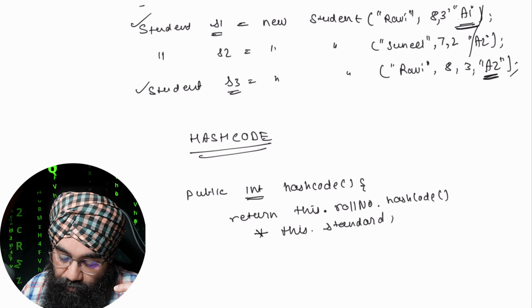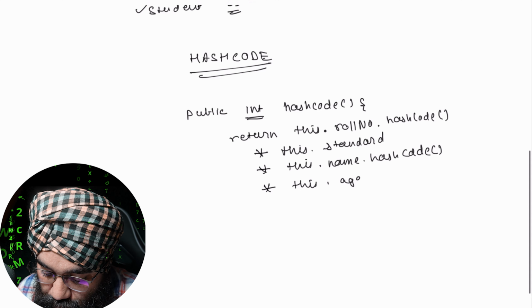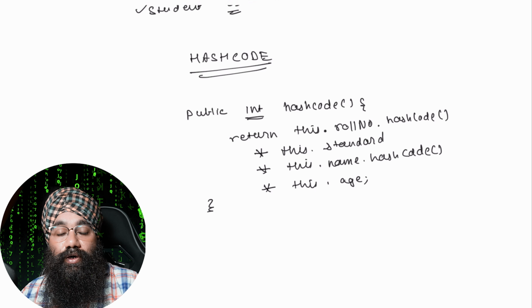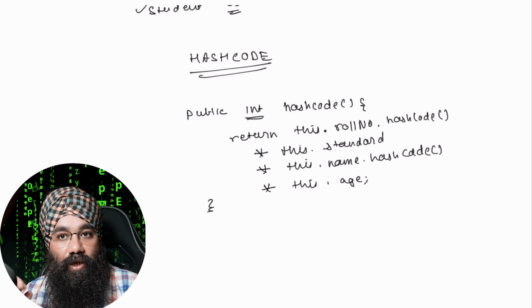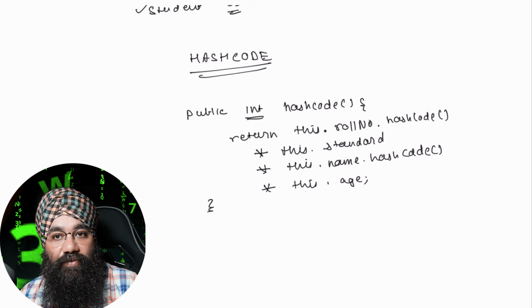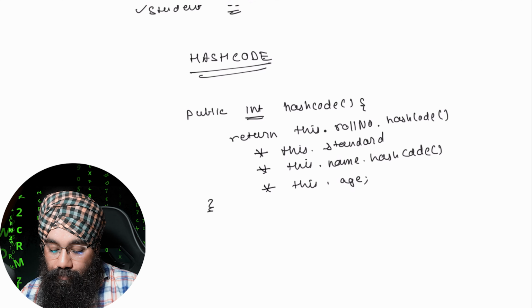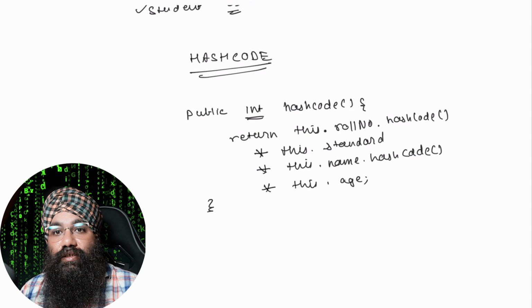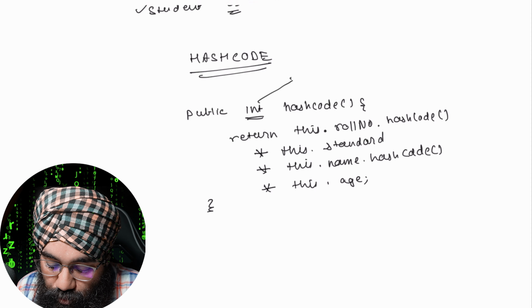You can also modify it further and multiply by this.name, and you can use the fourth property as well, which is age. So you can multiply by this.age. Basically the intent of this hashcode method is that it should return an integer which will be used in the arrangement of the objects of the same type, of the different objects of the Student class. So it decides relatively how these objects will be arranged. This response from the hashcode is used for that.